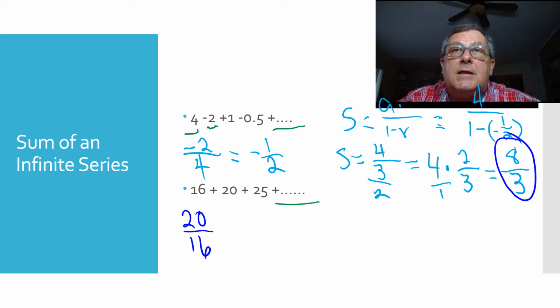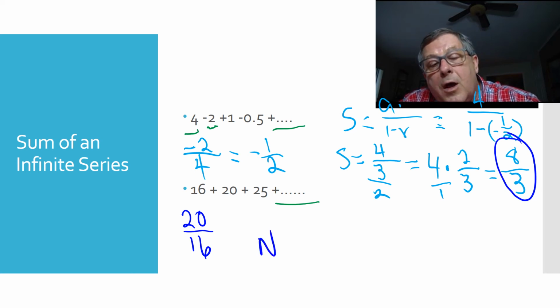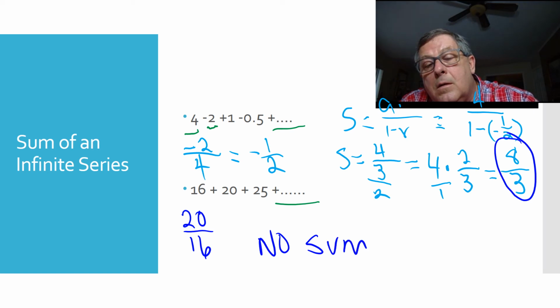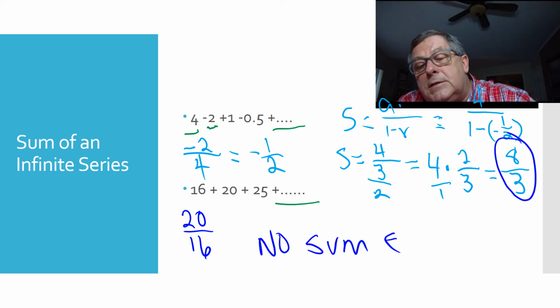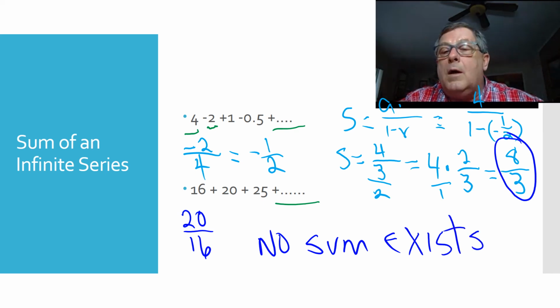And since the common ratio is greater than 1 and it's a positive number, therefore the absolute value of the common ratio is greater than or equal to 1, then no sum exists. Oh well, can't get much better than that, can it?